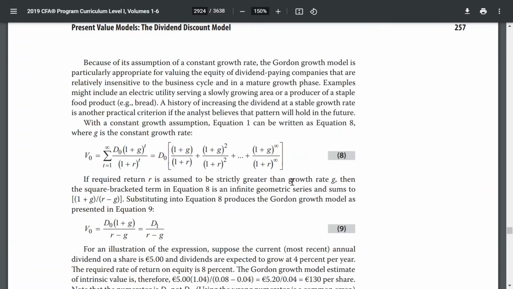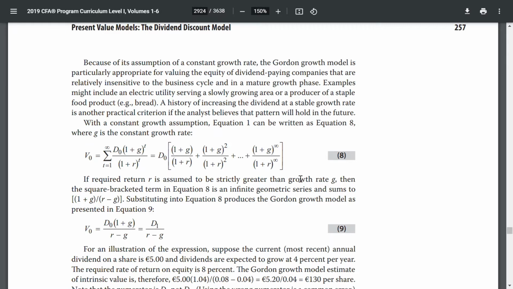Because of its assumption of a constant growth rate, the Gordon growth model is particularly appropriate for valuing the equity of dividend-paying companies that are relatively insensitive to business cycles and in a mature growth phase. Examples might include an electric utility serving a slowly growing area, or a producer of staple food products, e.g. bread, with a history of increasing the dividend at a stable growth rate. Another practical criterion is whether the analyst believes that the pattern will hold in the future.